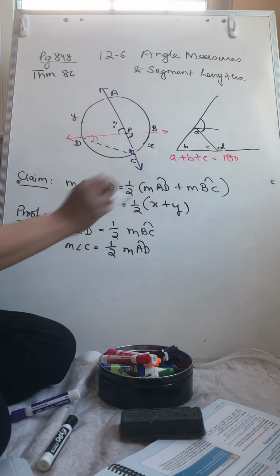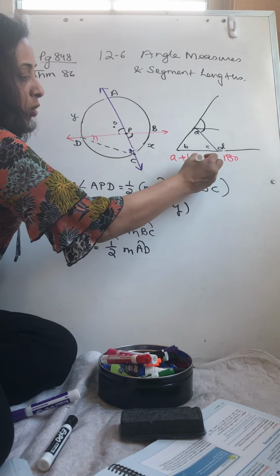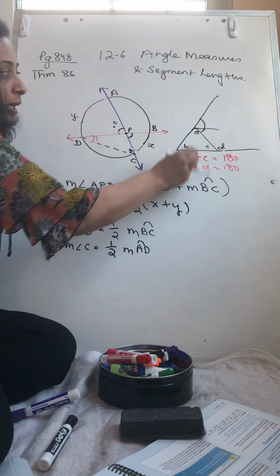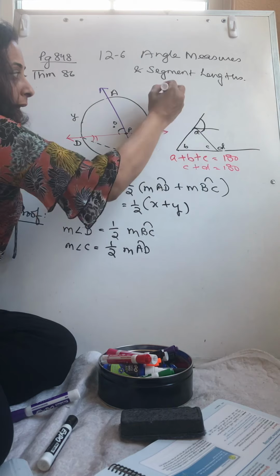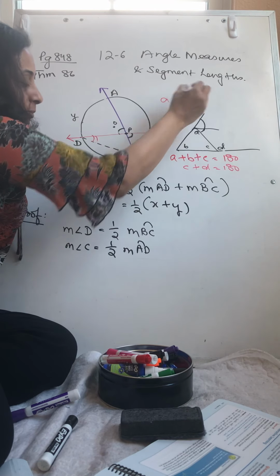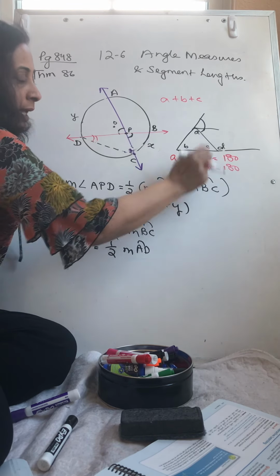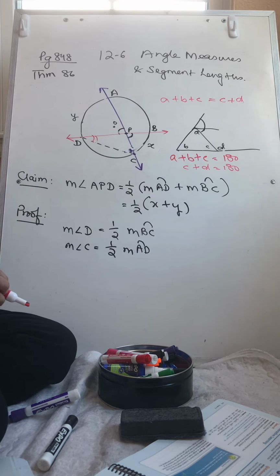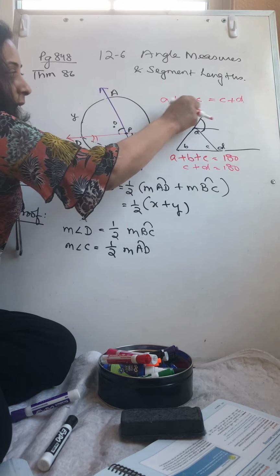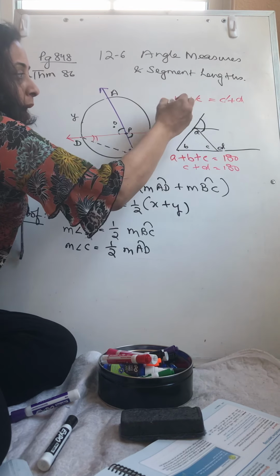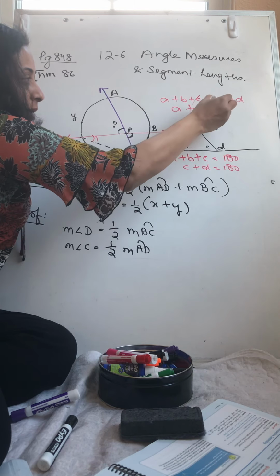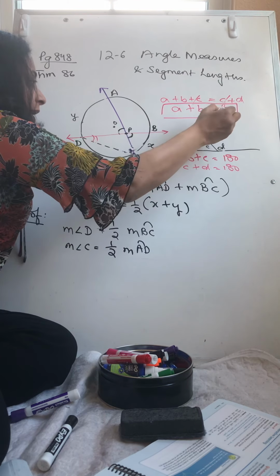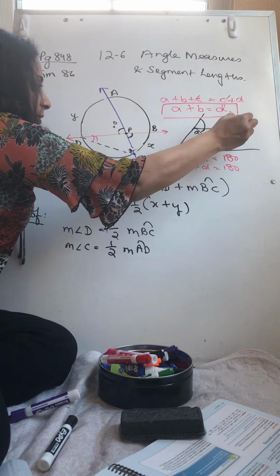One more thing I know is C plus D is also 180, right? Because they are a linear pair. Since they are both equal to 180, they are equal to each other. A plus B plus C is equal to C plus D. So if I subtract C from both sides, what I'm left with is A plus B equals D. This is a very important theorem. It's the exterior angle theorem.